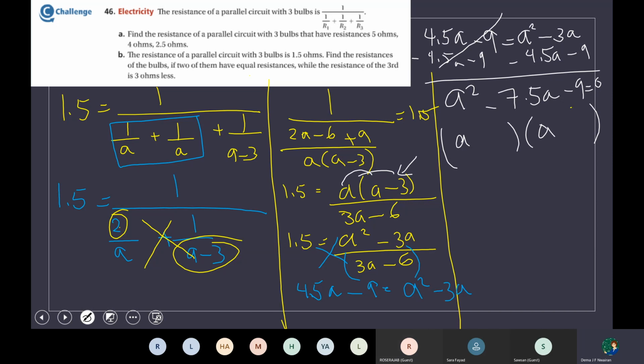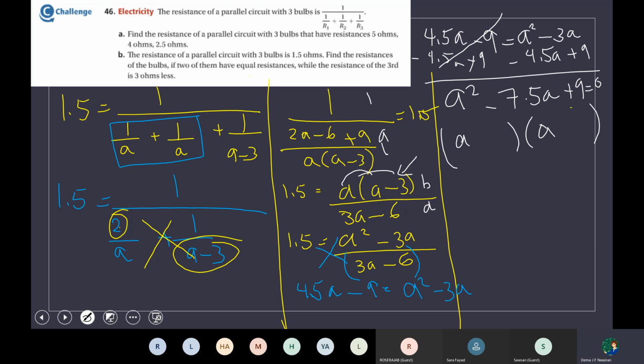This one, I told you it is 1 over A over B, so it will be B over A. Here is B, which is A squared minus 3A. Okay, I get it now. And it will be 2A plus A, 3A minus 6. It's not really the 6. So then 1.5 times 3 is 4.5A minus 9. Or it could be plus 9. Okay, A squared minus 3A.